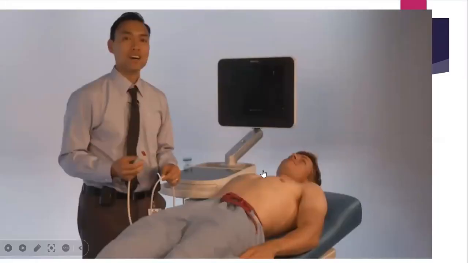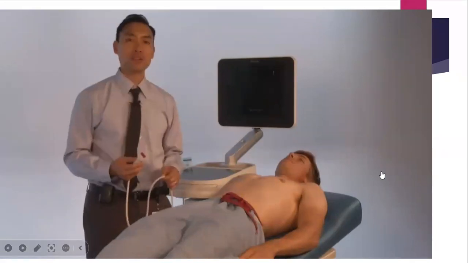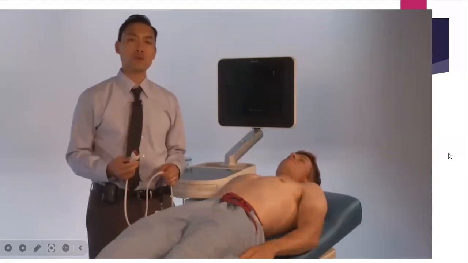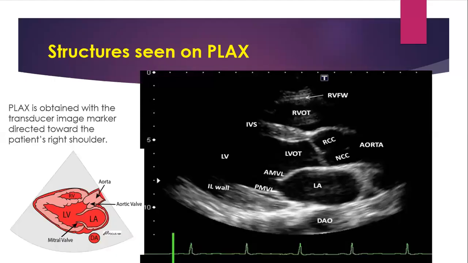The next thing we're going to do is a comparison of the long axis view. In this case, we see the structures seen on the parasternal long axis. You remember that you are putting your cursor at the fourth, fifth intercostal space, mid-clavicular line, and it is pointing towards the right shoulder. That is where your cursor is now.